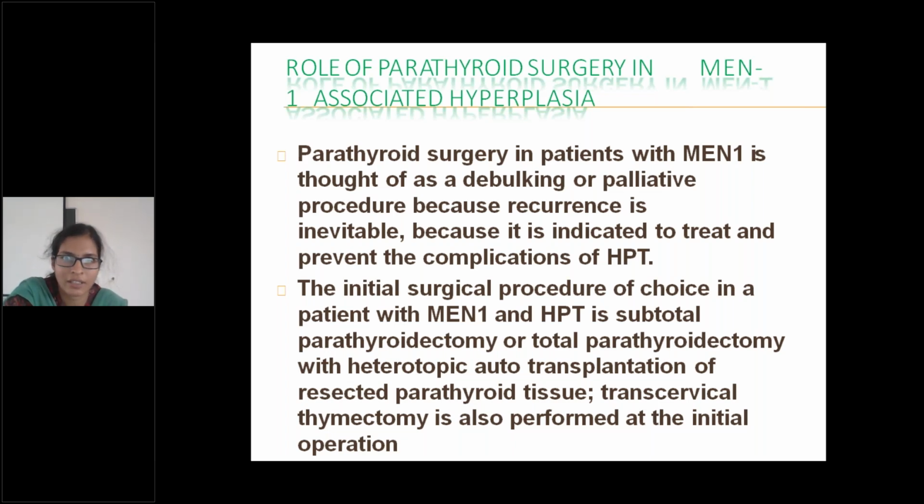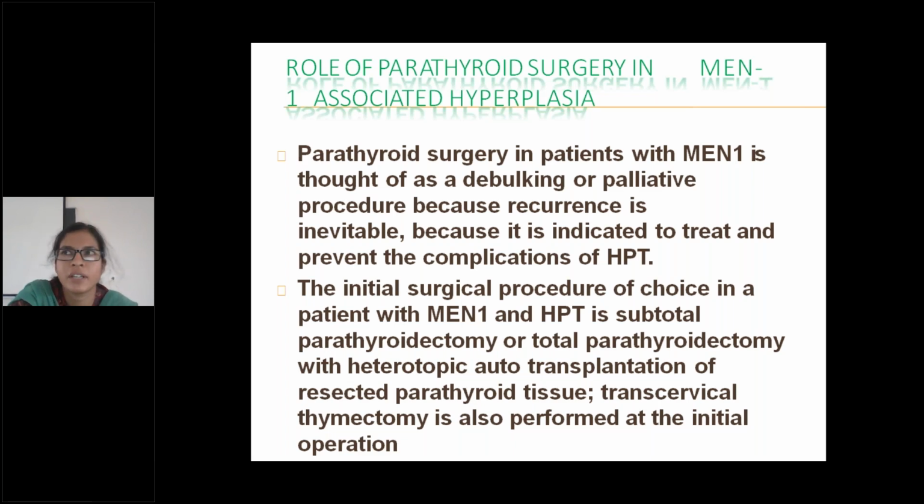All this you will learn later, but MEN 1 is multiple endocrine, which means multiple endocrine organs like parathyroid, pancreas and pituitary are involved. In this, parathyroid is the most commonly involved organ. There will be multiple hyperplasia of the parathyroid glands, multiple glands. Only hyperplasia will be there. There won't be adenomas or carcinomas. Carcinomas are very rare. Only hyperplasia. So we will go for subtotal parathyroidectomy, total thyroidectomy.